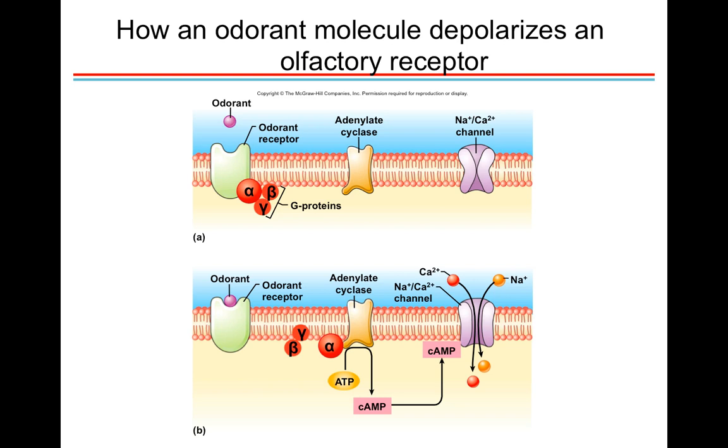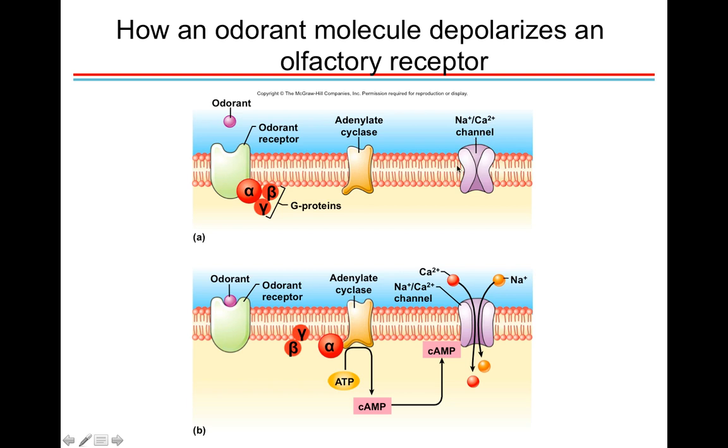So how do these work? If the odorant binds the odorant receptor, we have G proteins again. What will happen is that the alpha subunit will exchange GDP for GTP. When it does, it'll separate from the beta and gamma subunit. In this case, the alpha subunit binding GTP will go to adenylate cyclase, which has the ability to create cyclic AMP from ATP. And then the cyclic AMP can go and bind a sodium-calcium channel and open it.